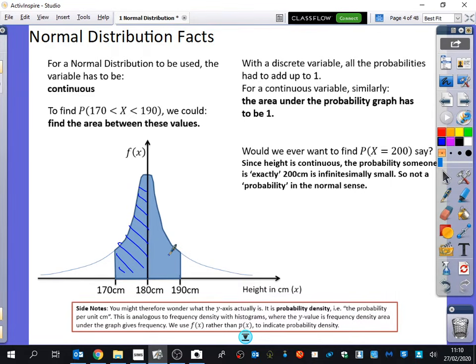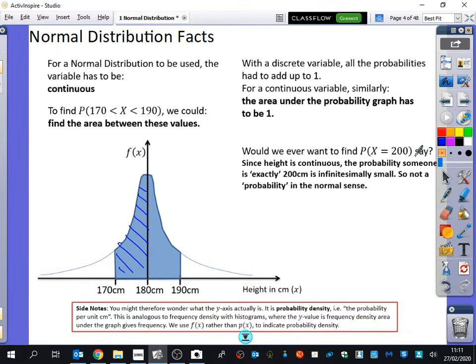There are times when you can't get it from your calculator, and that's when you have an unknown mean or an unknown standard deviation. So would we ever want to find out the probability that x is equal to 200, for example? Well, no, you wouldn't ever want to do that because height is continuous. If I'm saying what's the probability that someone is exactly 200 centimeters, it is infinitesimally small. So it's not really a probability.